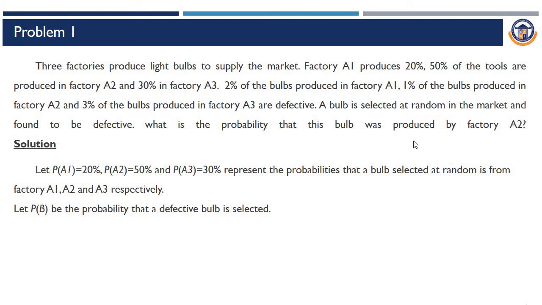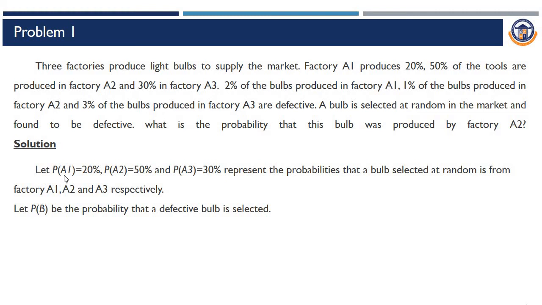So in this question we are going to calculate only factory A2. In some problems we want to calculate factory A1, A2 and A3, so we can compare and easily give the conclusion. In this problem we are going to find the probability that the bulb was produced by factory A2 only.